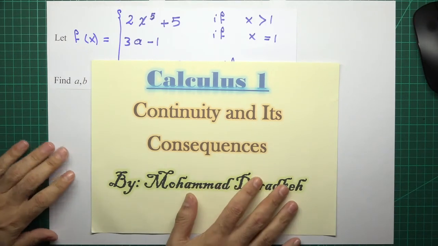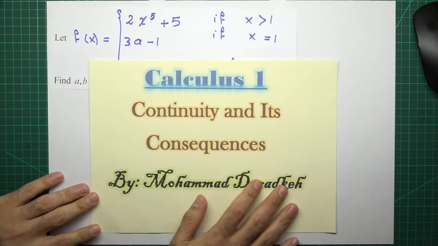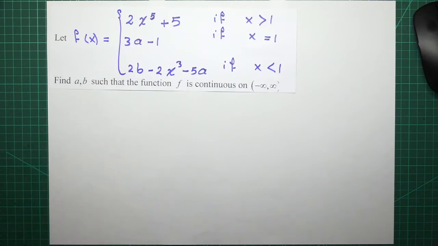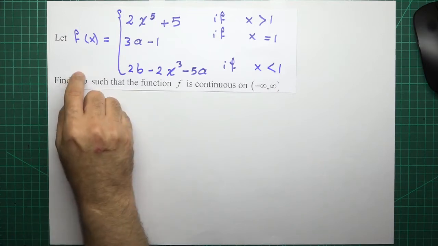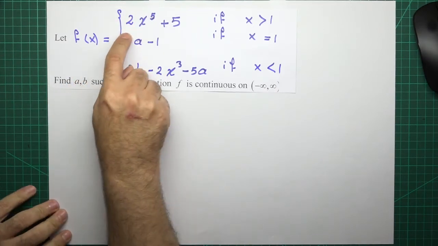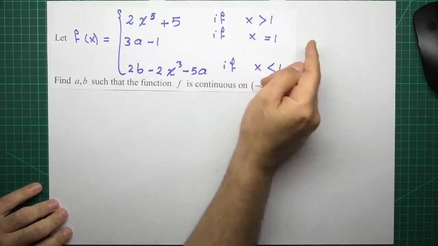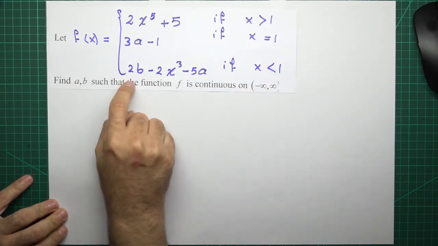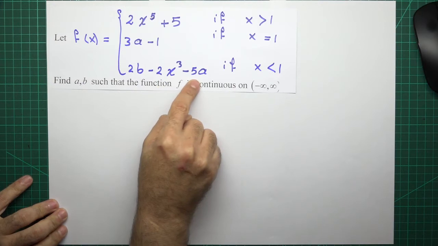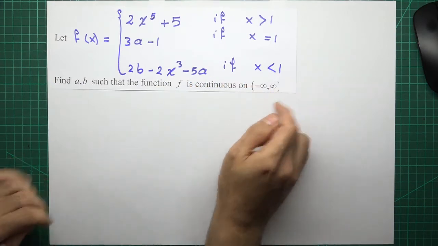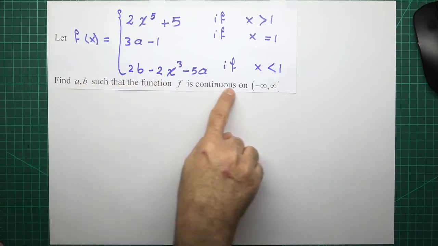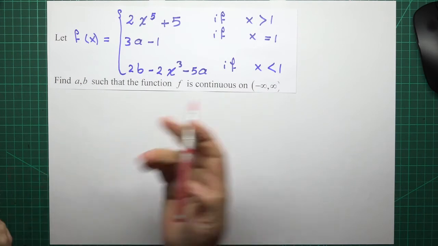في هذا الفيديو أصدقائي سنتناول كالكولس 1 وتحت عنوان ما يسمى continuity and its consequences. والمطلوب بهذه المسألة: عندي piecewise function، 2x to the 5 plus 5 إذا x greater than 1، و3a minus 1 if x equals 1، و2b minus 2x cubed minus 5a if x less than 1. Find a and b such that the function f is continuous on minus infinity till infinity.